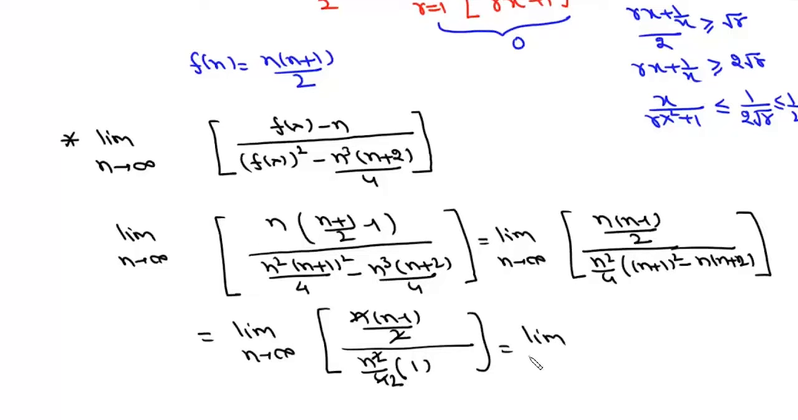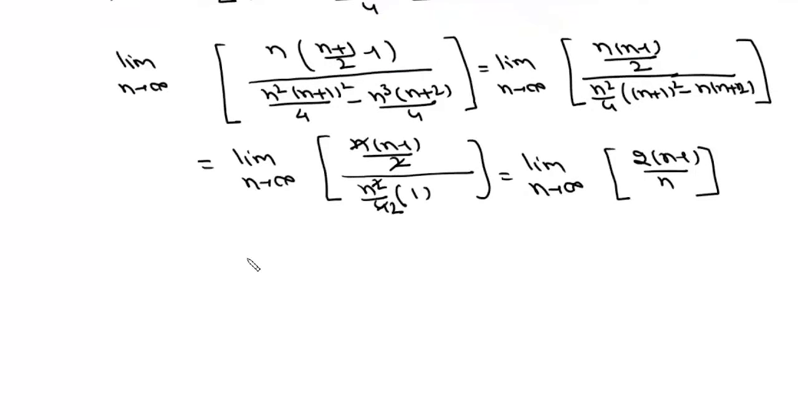limit n tends to infinity of (n minus 1) upon n. Now this is limit n tends to infinity, and this is 2 minus 2 by n.